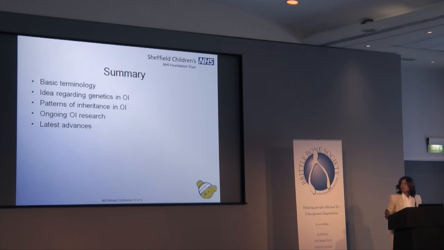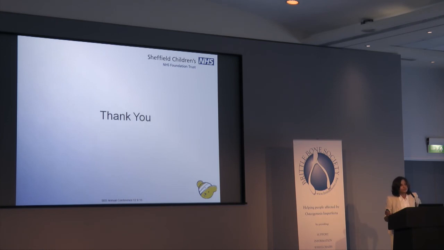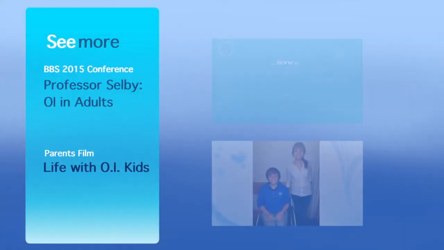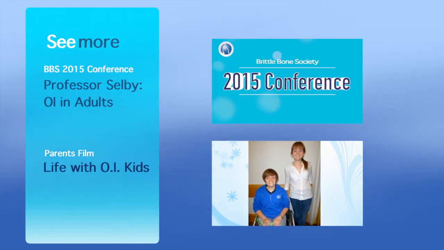So in summary, hopefully I've covered all the basic terminology, touched upon the genetics in OI, the different patterns of inheritance we see, some of the ongoing OI research, and a bit on the latest advances. Thank you. Happy to take any questions.